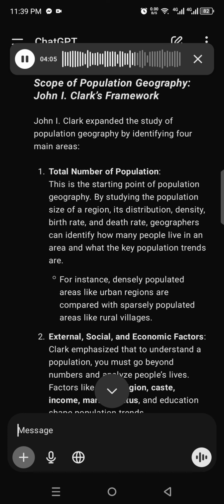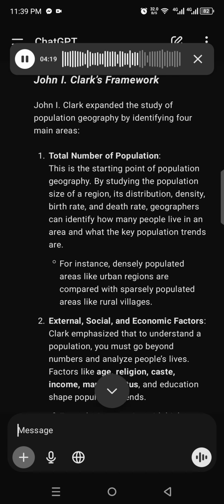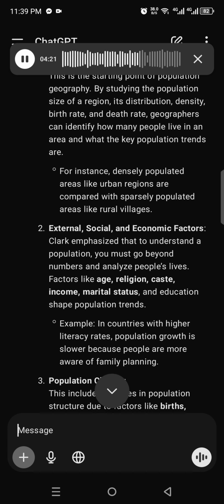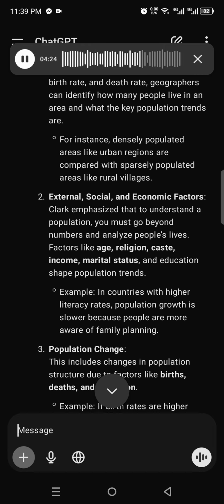3. Population change. This includes changes in population structure due to factors like births, deaths, and migration. Example: if birth rates are higher than death rates, a population grows. Migration also plays a big role. For instance, a country gaining immigrants may have population growth without an increase in birth rates.